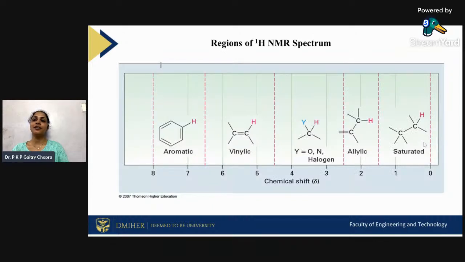All right, so this slide gives you the regions of the NMR spectrum, which type of proton will be seen in which area, or which type of chemical shift that particular proton will give.